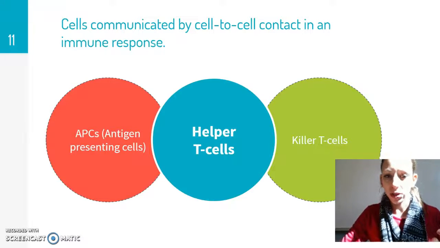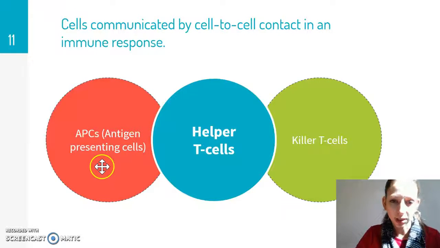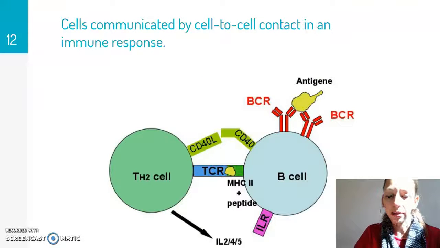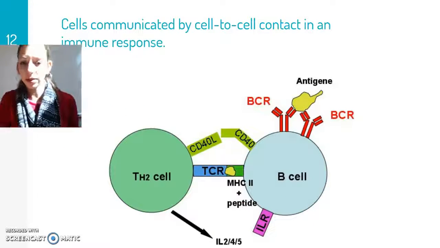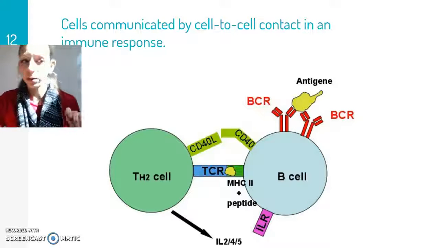Okay, one more thing to know. Cells communicate, not communicated, I spelled that wrong, by cell-to-cell contact in an immune response. So we already talked about cell-to-cell communication way back when we talked about communication between cells, but we have cells like antigen-presenting cells, helper T cells, and killer T cells communicating with each other in order to make sure this immune response is correctly undergone. All right, so again, this is just a diagram of some T cells and some B cells interacting, communicating through cell-to-cell contact in our immune response.